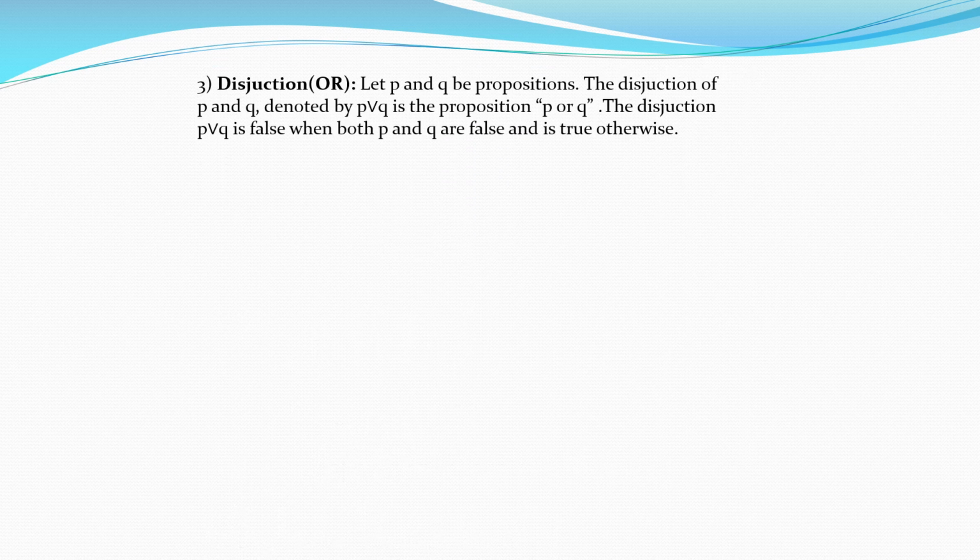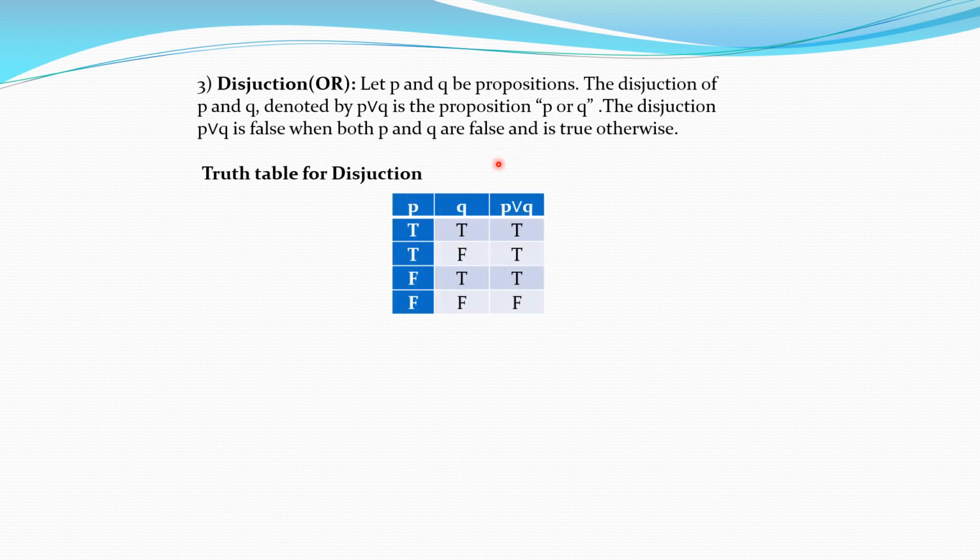Now third is disjunction. Let P and Q be propositions. The disjunction of P and Q, denoted by this symbol, is the proposition P or Q. The disjunction P or Q is false when both P and Q are false and is true otherwise. So see the truth table for disjunction.